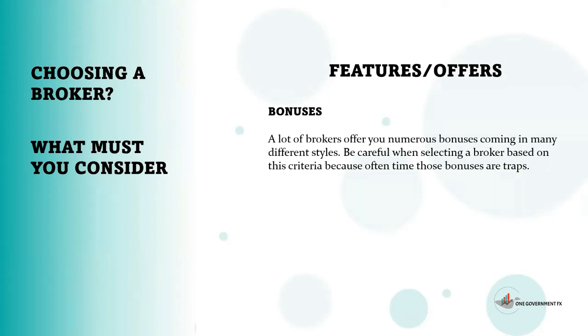Some brokers offer you what we call a certain percentage on your deposit. So what this means is, assuming you have a broker giving you a 50% deposit bonus, and you deposit $100, you will have 50% of that $100 added to your balance in credit. So that means you'll be having $150 in your account.